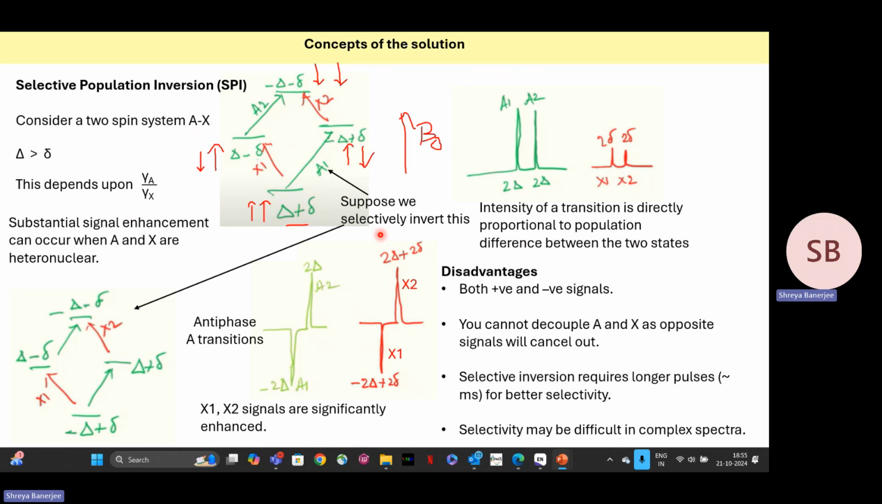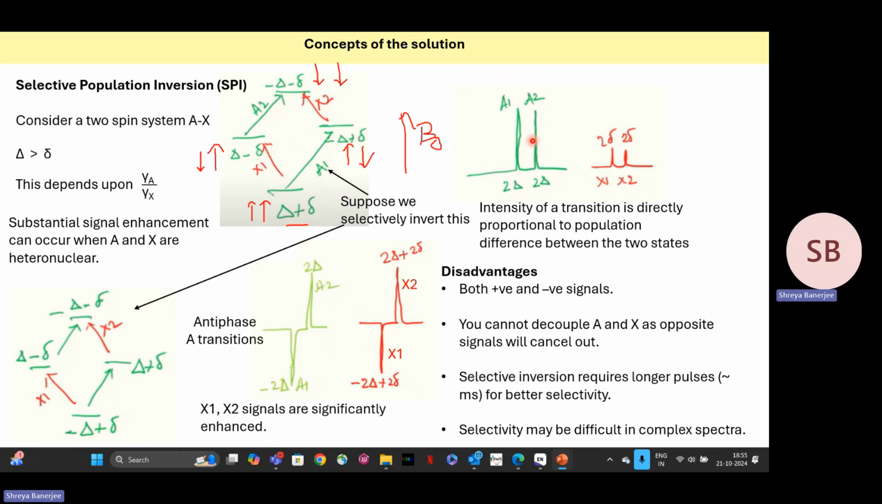In SPI, we are selectively inverting the population of 2 levels. So this level, that is minus delta plus delta, comes down, and this level, that is delta plus delta, comes here. So these 2 levels have exchanged their populations. Now, if you again calculate the population difference of the A1, A2 and X1, X2 transitions, you will see that for A1, A2, the intensity remains the same, that is 2 capital delta, but the transitions become anti-phase.